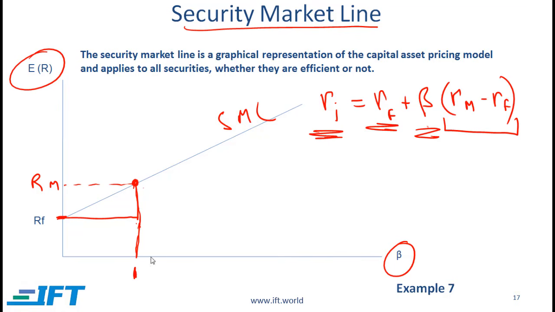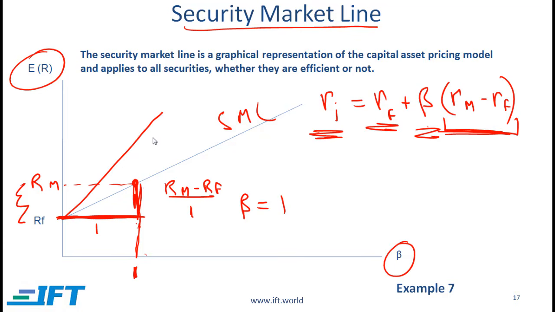If you recall from our previous discussions, the beta for the market is 1. If this is 1, that means our x or change in x is 1. The change in y, which is this distance, is Rm minus Rf. So the slope is Rm minus Rf divided by 1, which is Rm minus Rf. So this is our security market line. If we have a high market risk premium, then the SML will be steeper.